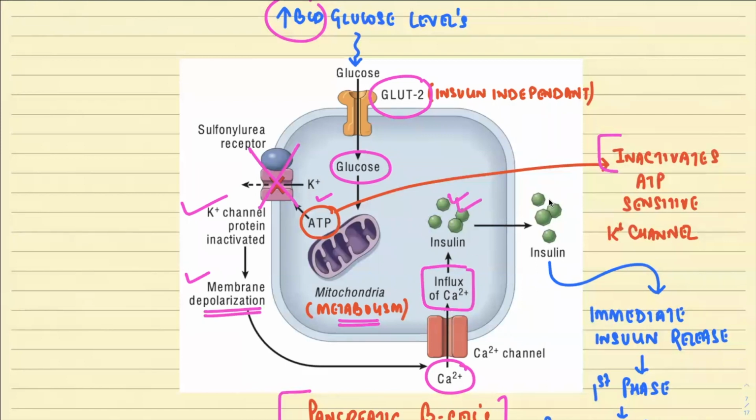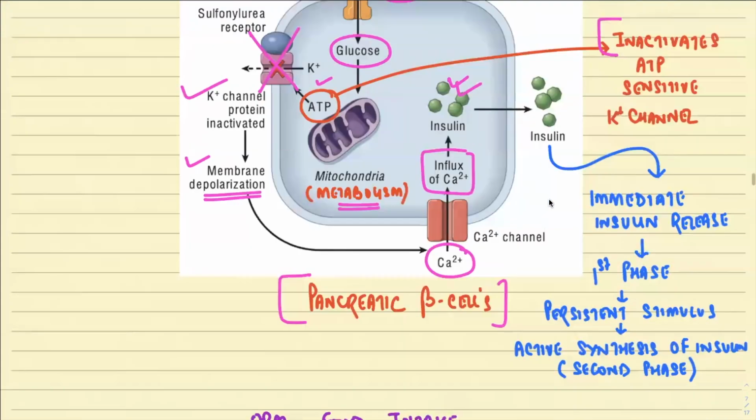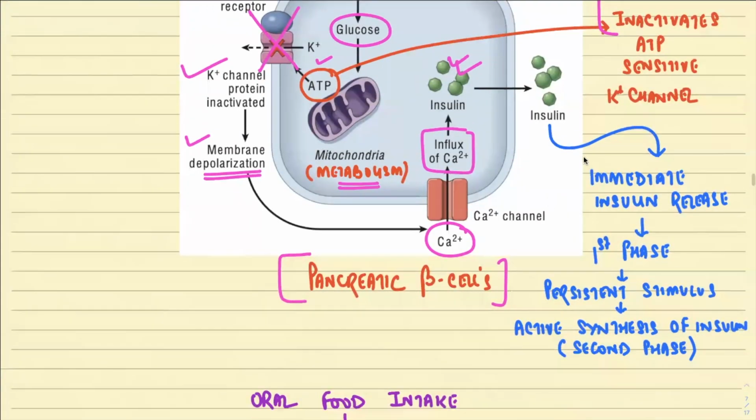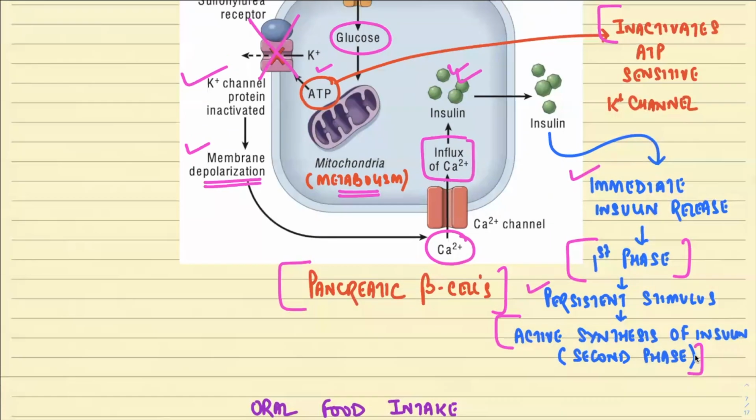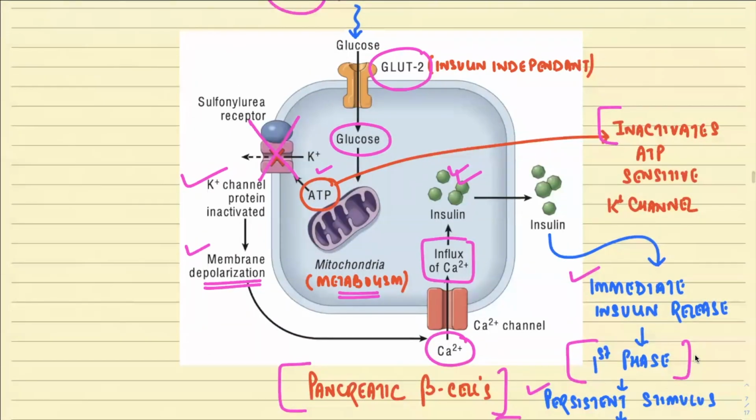Now remember, insulin is released in two important steps. In the first step, there is an immediate insulin release: whatever insulin was preformed in the granules is released. That is the first phase of release. Now suppose the level of glucose still remains high. If there is a persistent stimulus, this stimulates the active synthesis of insulin, that is, the second phase of insulin secretion starts. Is this point crystal clear to everyone?